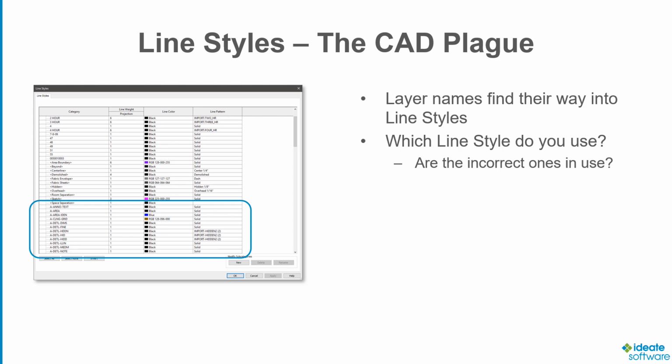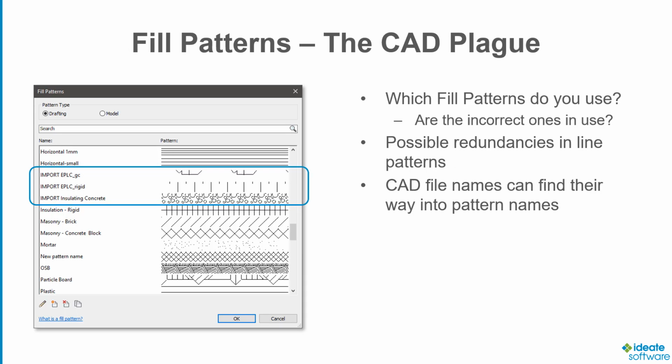Also, layer names, right? What's happened over here is that the layer names have found their way into the line styles. And again, you may really like this setting over here as opposed to one of these, and you start using that stuff. And then you're not consistent from project to project or from family to family, so be aware of the CAD plague. This is one of my favorites, fill patterns. Anytime you explode a CAD file and bring it in, those fill patterns carry forward.